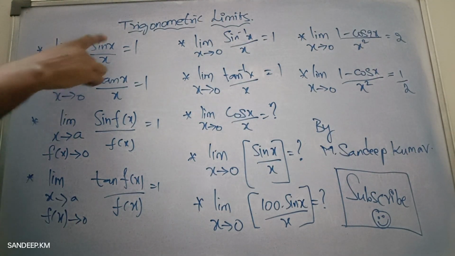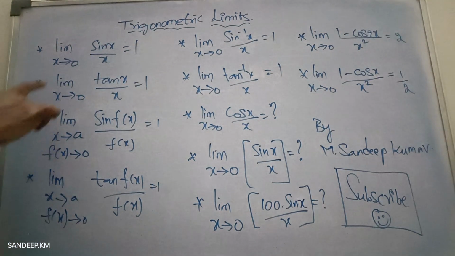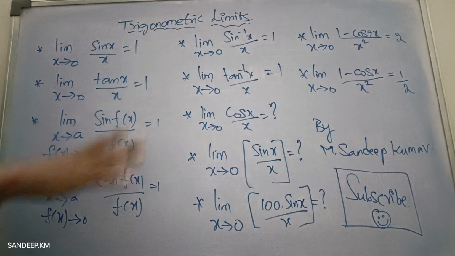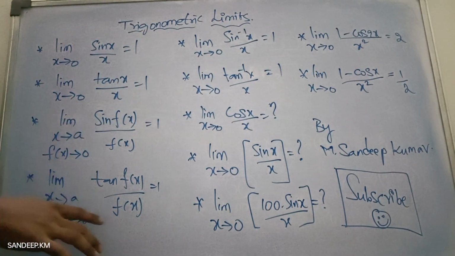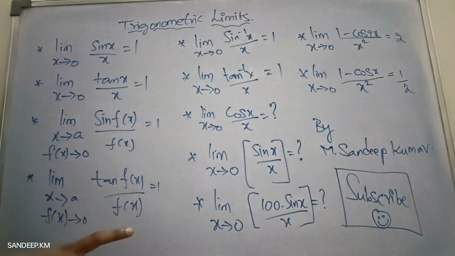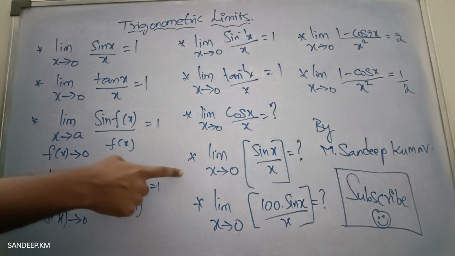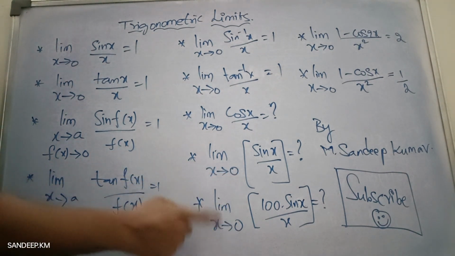Limit x approaches 0, sin x by x is equal to 1. Limit x approaches 0, tan x by x is equal to 1 and the remaining ones. We will see how to prove these limits. Okay now, and particularly look at this. Students might get confused in these kinds of limits.